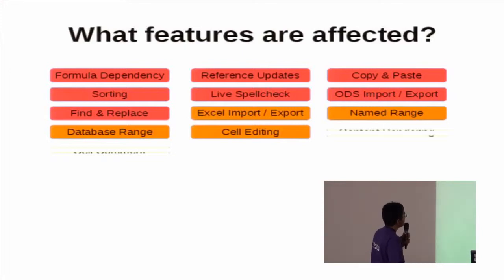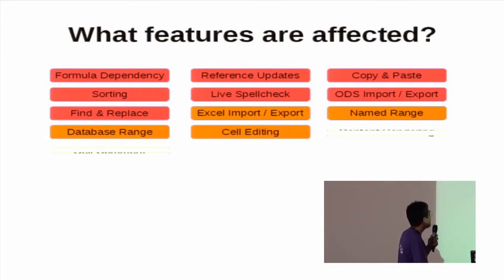Find and replace was also affected in terms of performance. Functionality-wise, it still should work, but in some cases the performance actually suffered, and this is one of the things that we have yet to fix. Other affected areas include Excel import export, for the same reason that ODS import export was affected. Also, name range storage was affected. It caused some crashes that we had to fix. Database range was very similar to name range, so that was also affected.